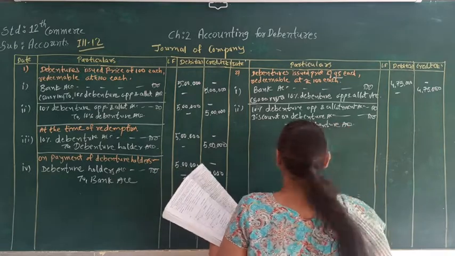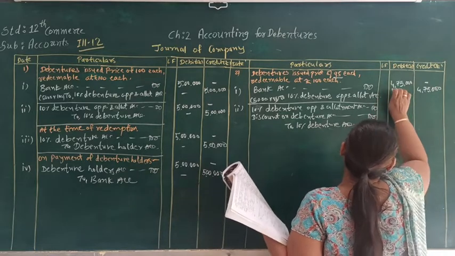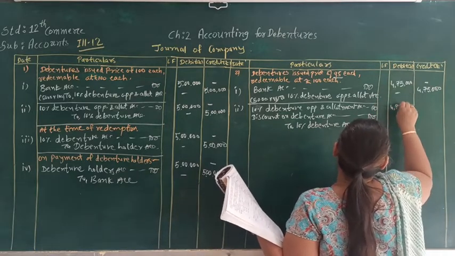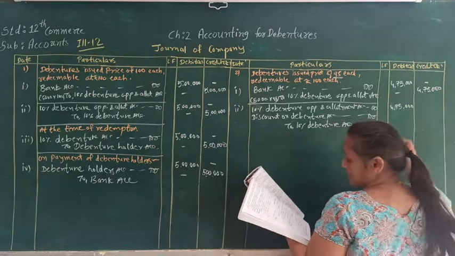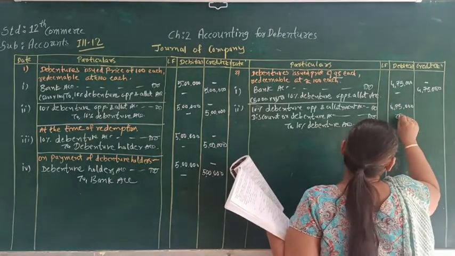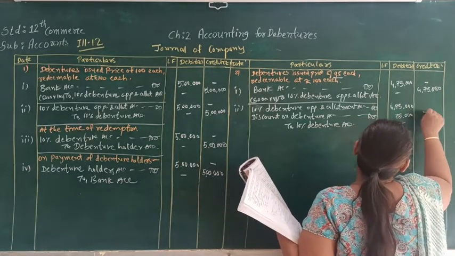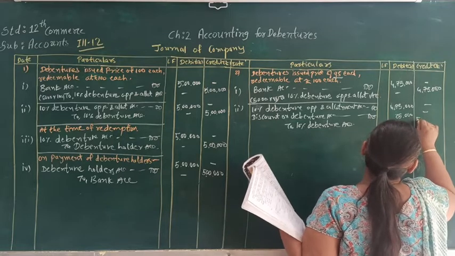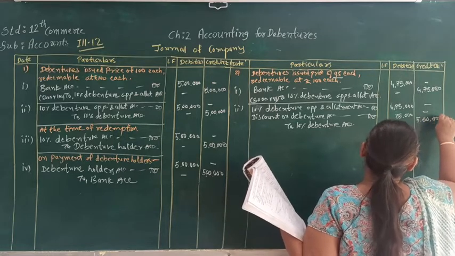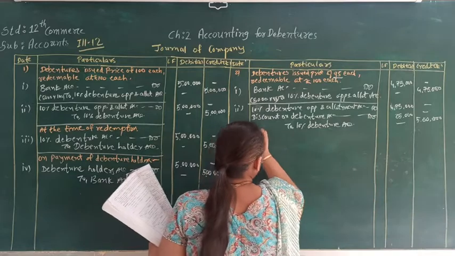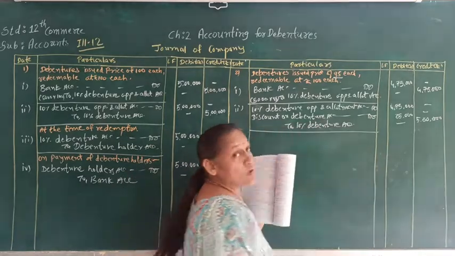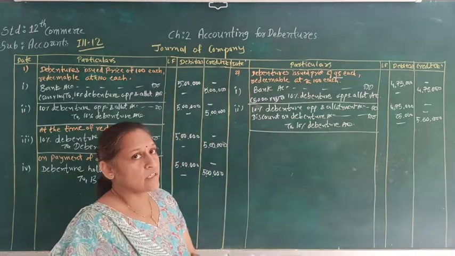As we know, we are getting money of 4,75,000 and 25,000 is our discount. So the total amount of debenture is 5 lakh. This was the second journal entry, at the time of transfer of application to debenture account.